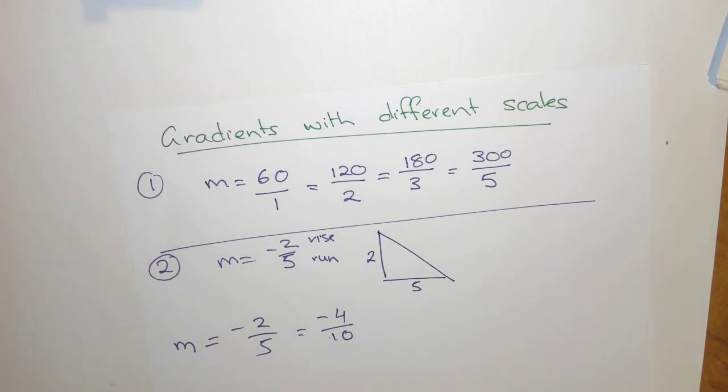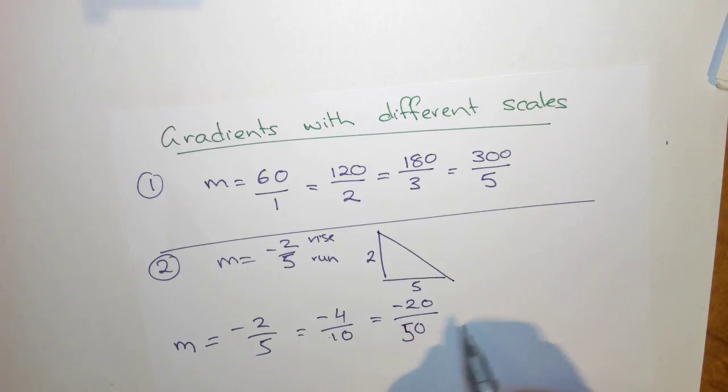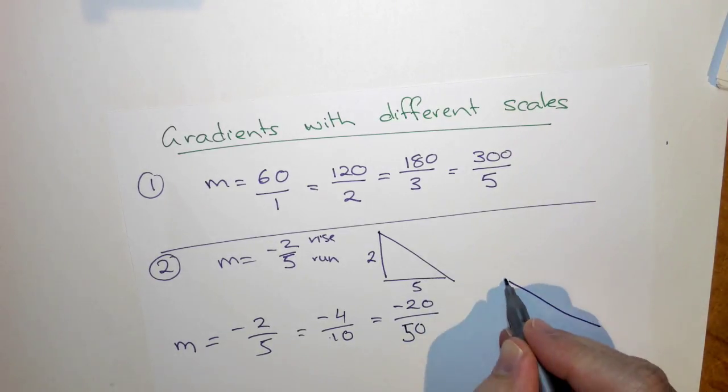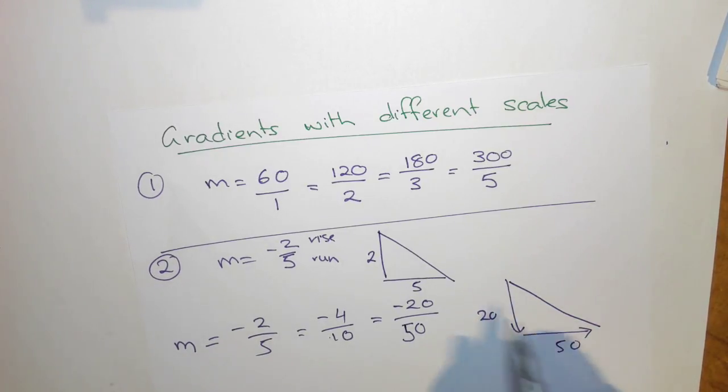Is that a nice one to do? Going up and down by 4 is not great. So what else could I do? Well, let's think, what if I was to multiply that by 10? So 2 times 10 is 20, and 5 times 10 is 50. Goodness, my brain just went blank. So what we want to do now is, as we go down, we're going to go down by 20 units, and we're going to go across by 50 units. And that's a much more reasonable thing for doing for the grid that we happen to have.